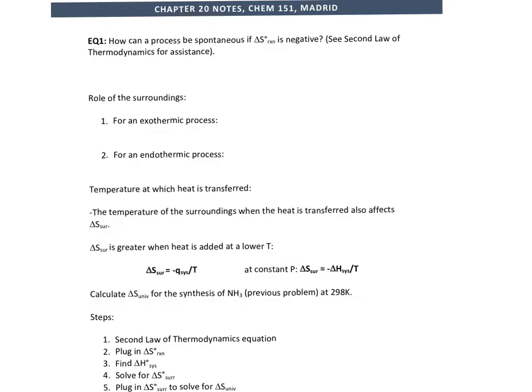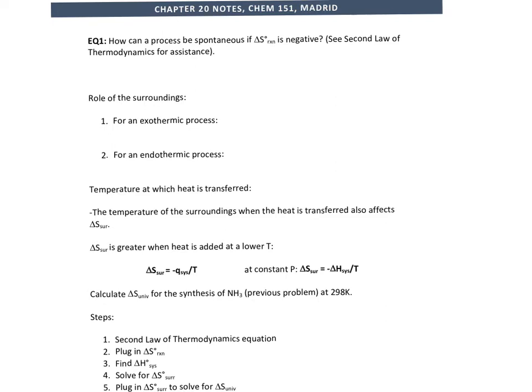All right, so let's start to get into the comprehension, the understanding of these processes part of this lecture. So in example question 1, I ask, how can a process be spontaneous if delta S of the reaction is negative? And I tell you to see the second law of thermodynamics for assistance. So yet again, I want you to pause the video, give each other some ideas. What do you think we need to take into consideration here? Why am I bringing in the second law of thermodynamics?